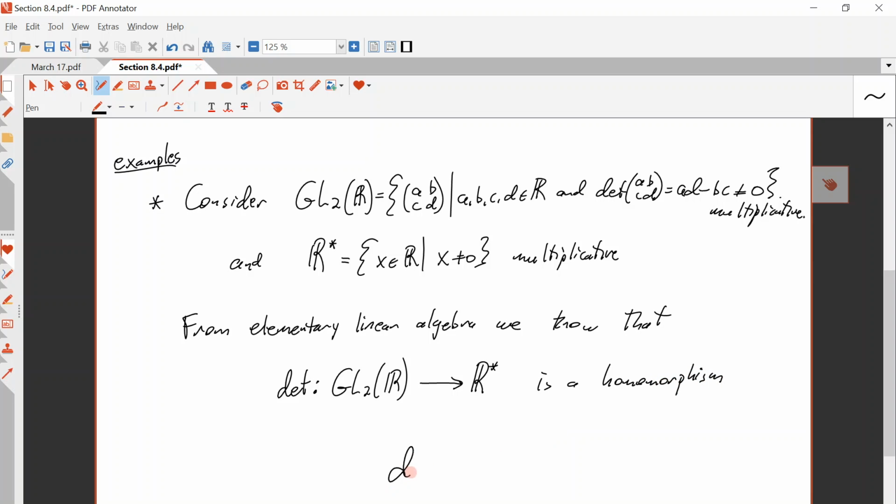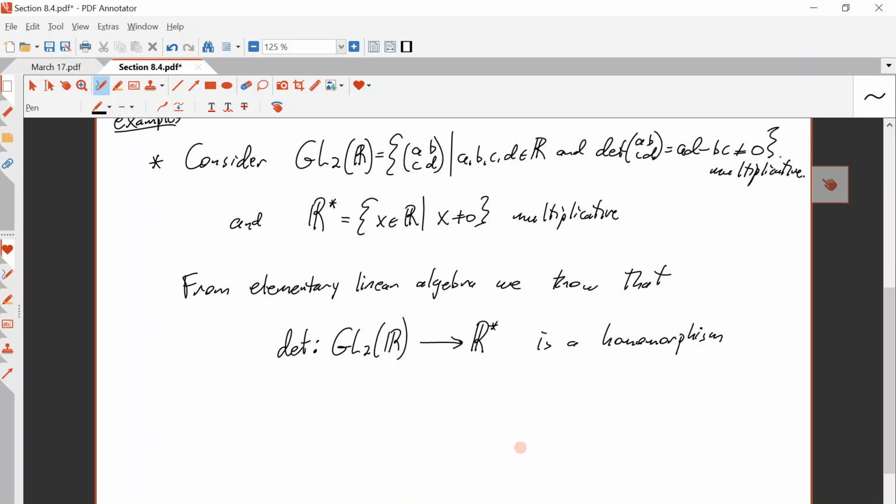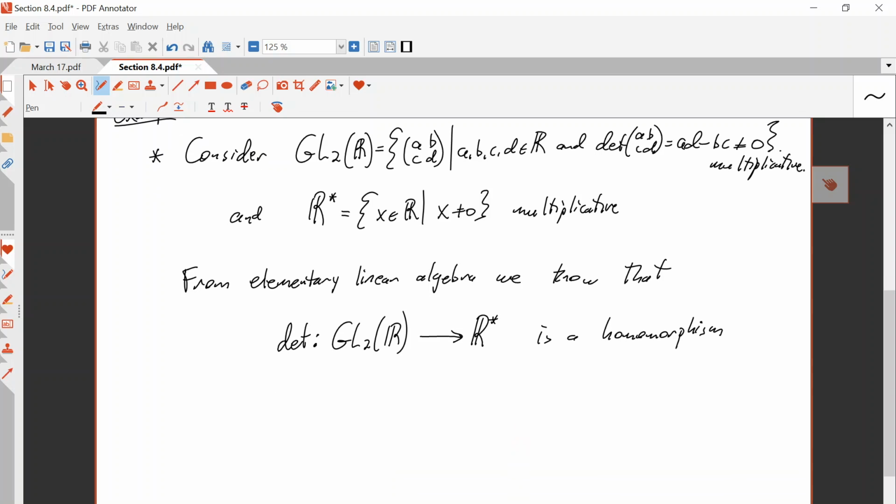Because for square matrices, the determinant of AB is the determinant of A times the determinant of B. For square matrices such as 2 by 2. We know that from elementary linear algebra. We've talked about this homomorphism a few times, of course. So we know that's a homomorphism, and the kernel of the determinant map is what?